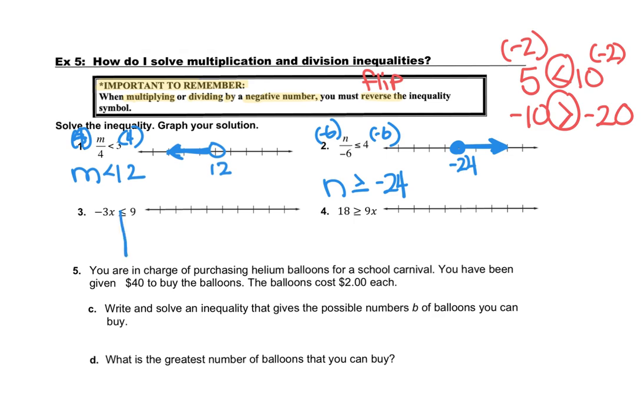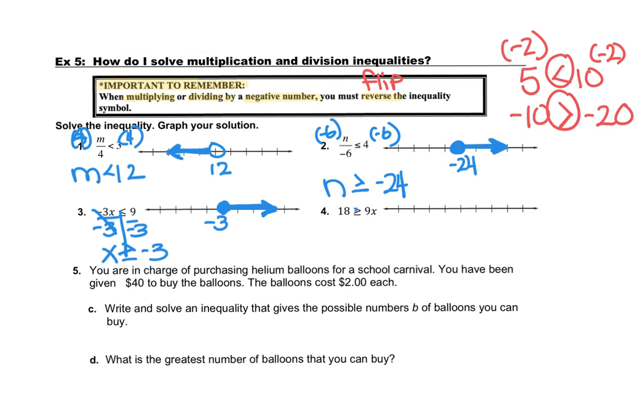Number 3, negative 3 is multiplying the x, so to undo that, we're going to divide by negative 3. What you do to one side, you have to do to the other. Again, I just divided by a negative, so we have to flip the inequality sign, and we have x is greater than or equal to negative 3. Because it's greater than or equal to, I'm going to have solid, and I'm going to go to the right.